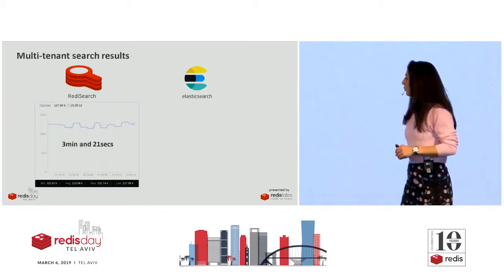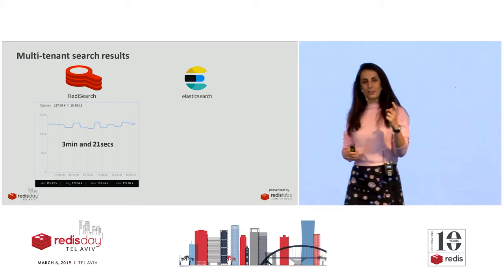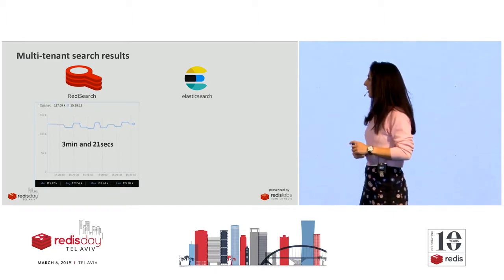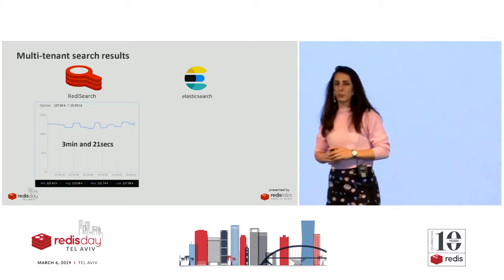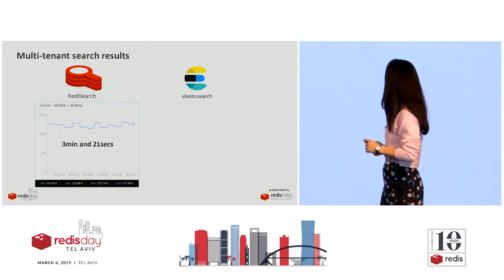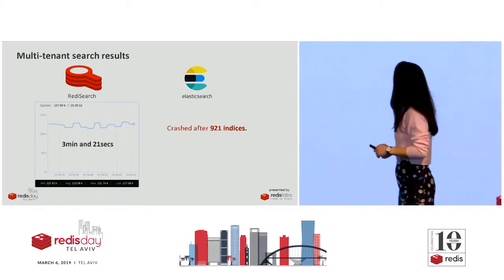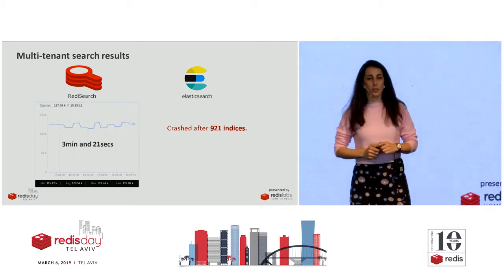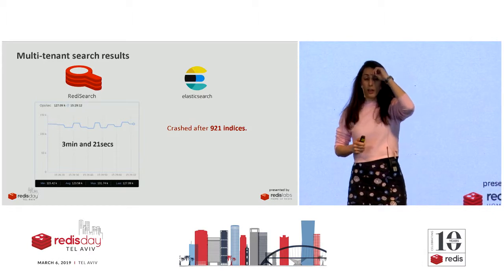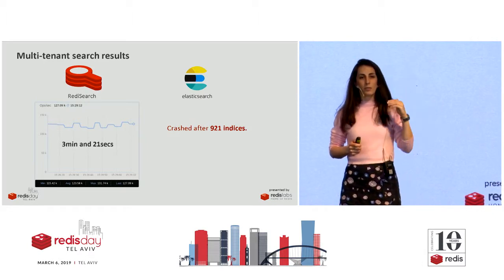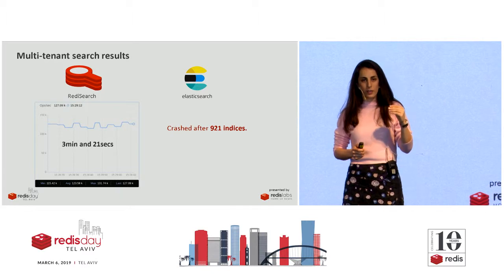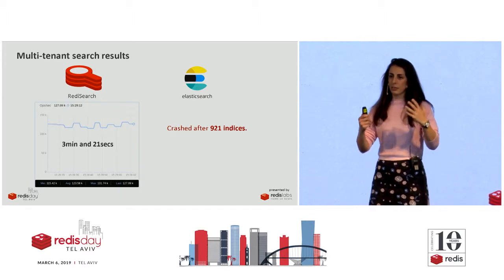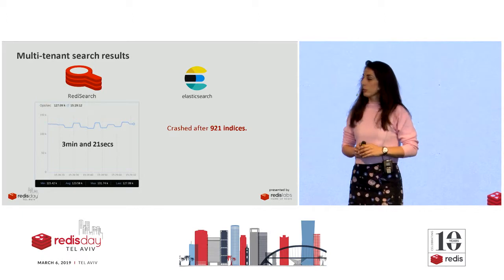And on Redis Search, we observed the building of the index within 3 minutes and 21 seconds. So it's a throughput of about 123 K ops per second. And on Elasticsearch, well, on Elasticsearch, we crashed after 921 indices. Now, you have to keep in mind that we are building Redis Search with those use cases in mind. We're building them for fast indexing, for fast retrieving, and this is the mindset with which we build our software.